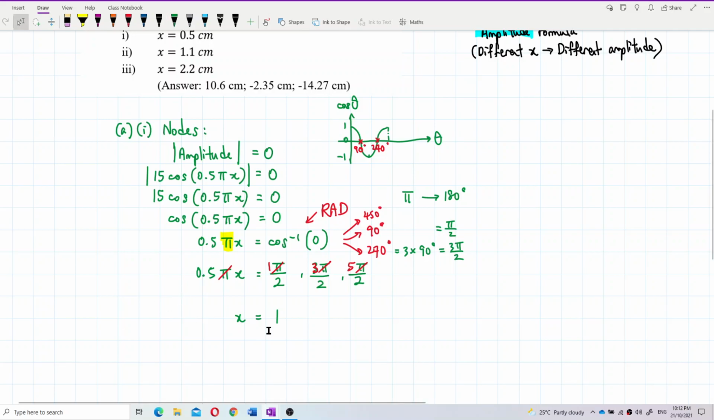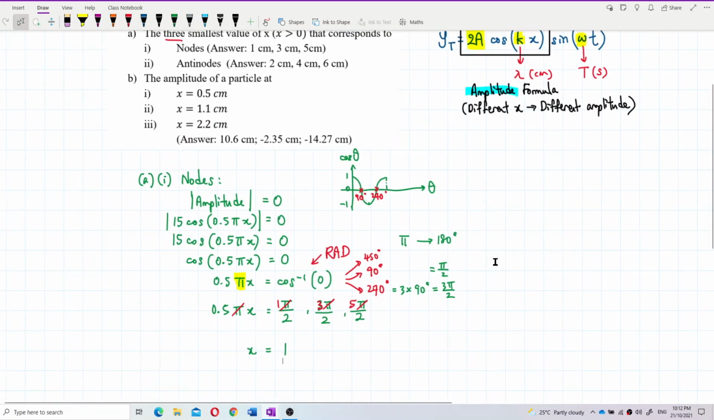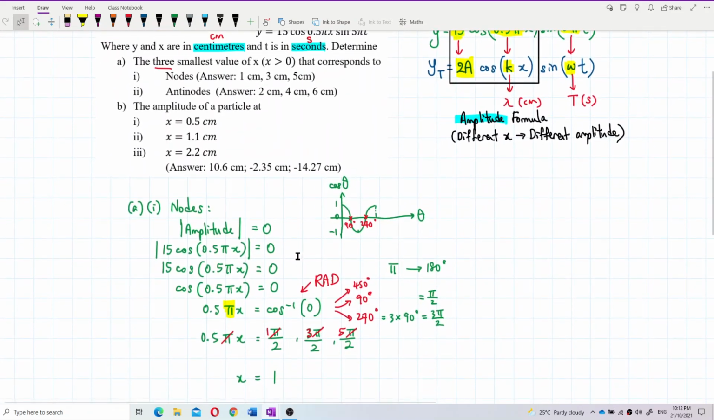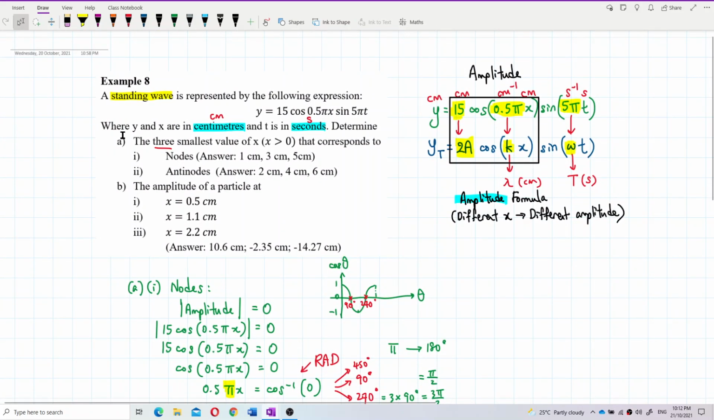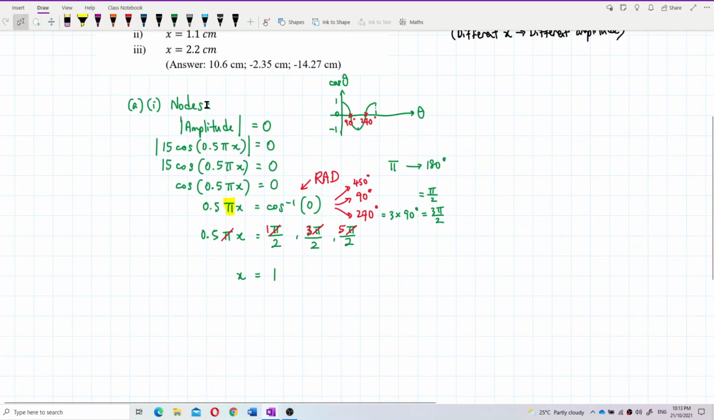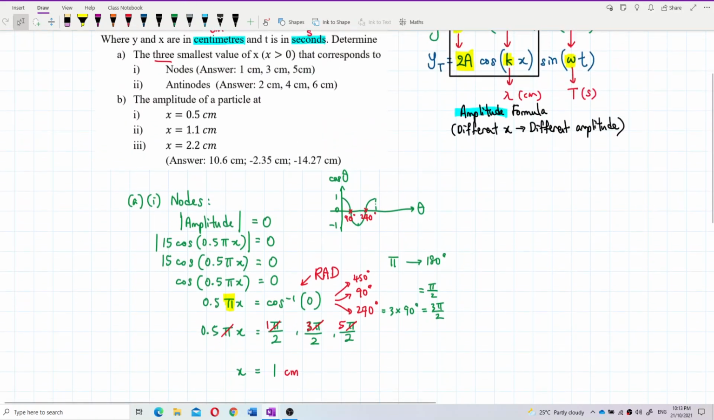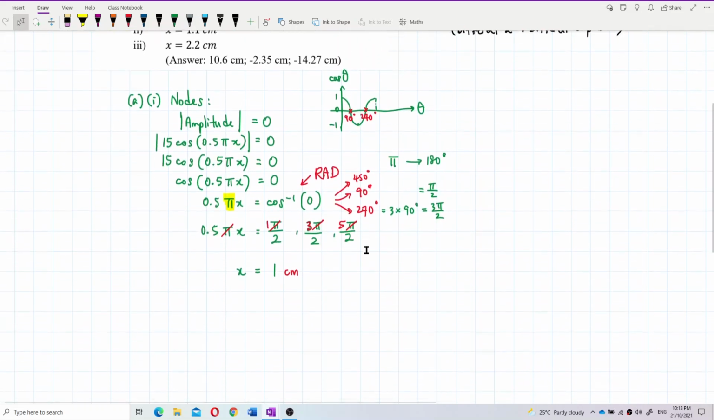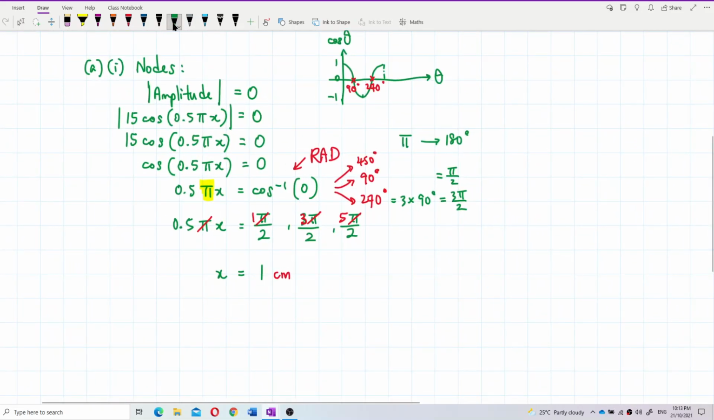What's the unit? Just now, your y and x were given in centimeter. So your x is in centimeter. Don't put meter. You must put centimeter. Follow the unit given. It is in centimeter.